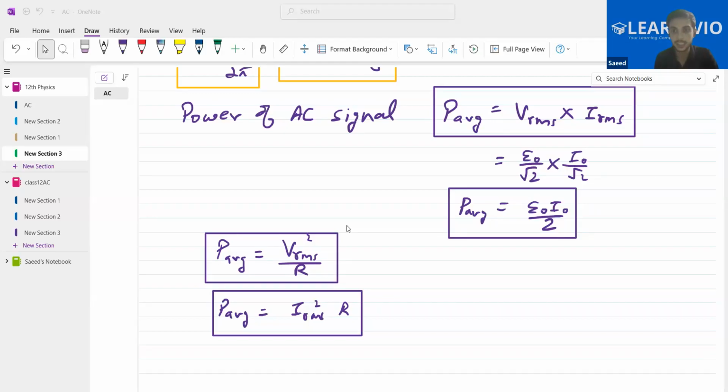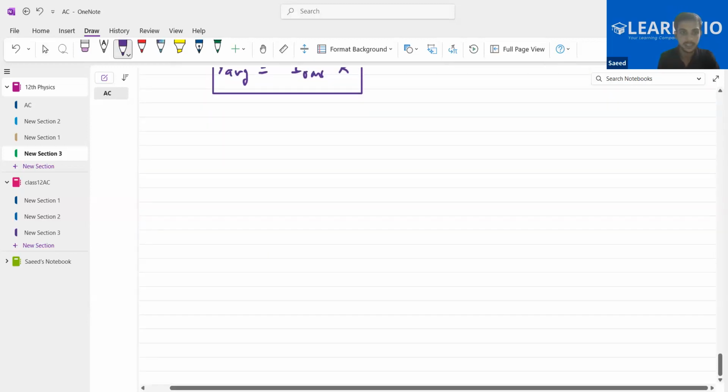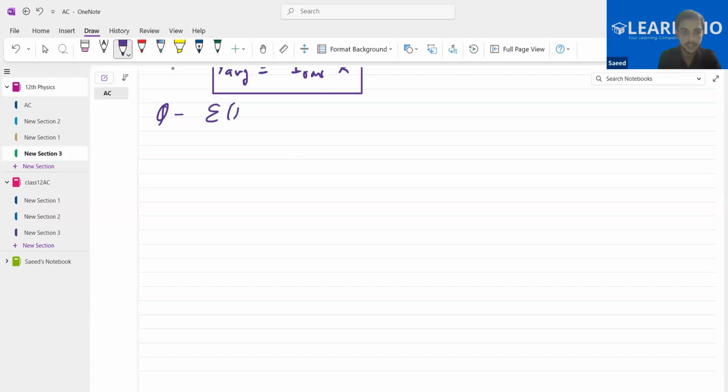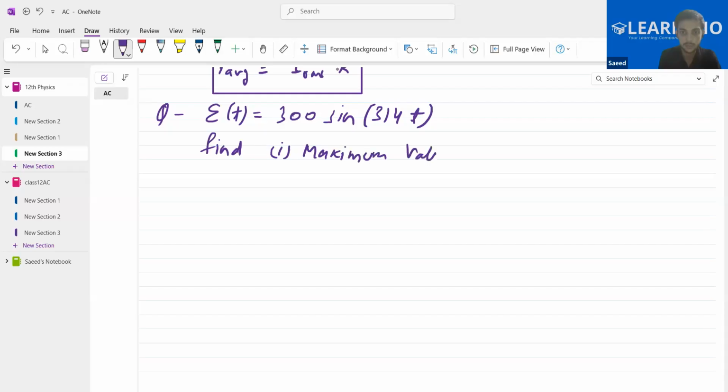Let's take a question first. We'll derive everything here in the same question only. Let us assume that E of t is given as 300 sine of 314 t. Find: first, the maximum value; second, the angular frequency.